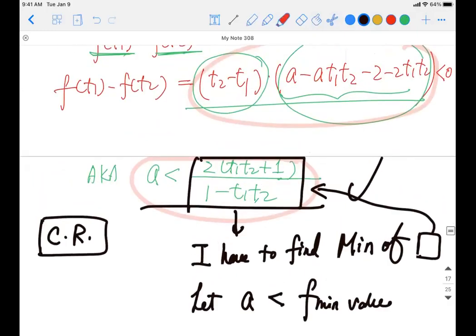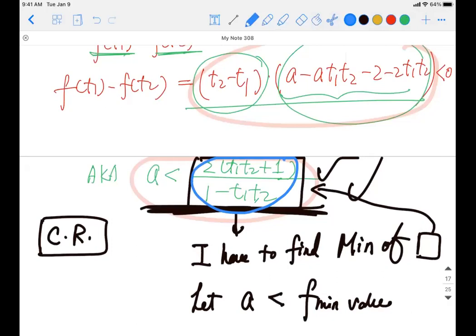Because you are trying to find a value for A such that this expression is always valid. So what can I do? If I can find the minimum value of this expression, because it is a function and the function might have a range, and I always let my A be lesser than this minimum, then my A is always lesser than your expression.